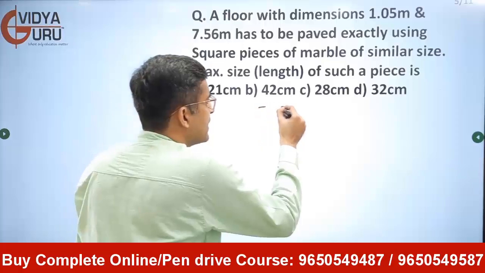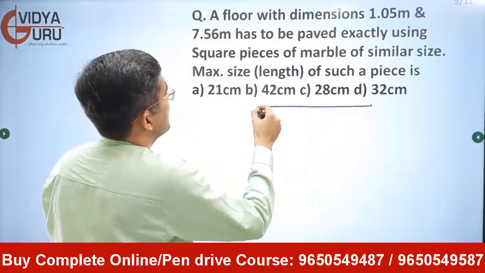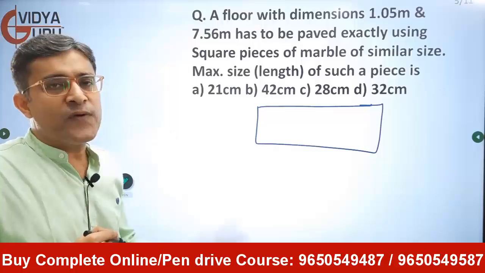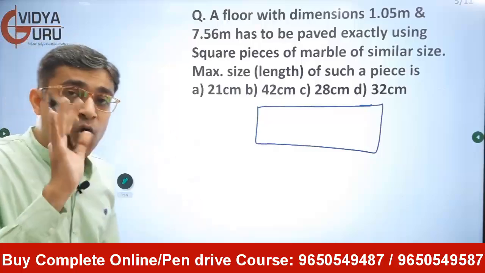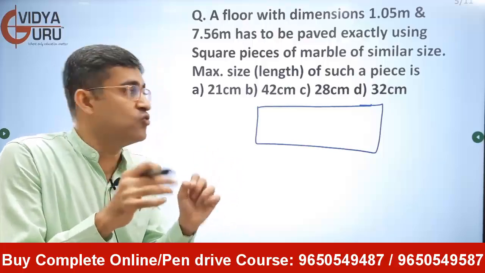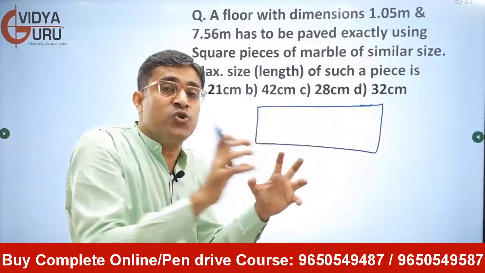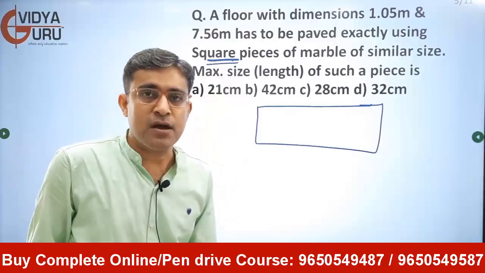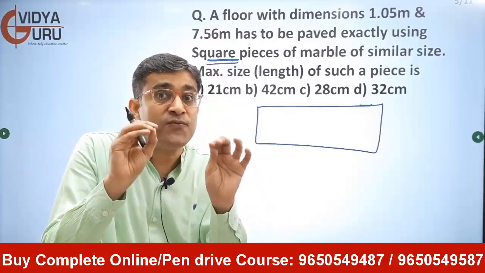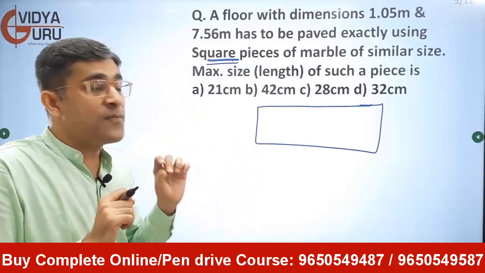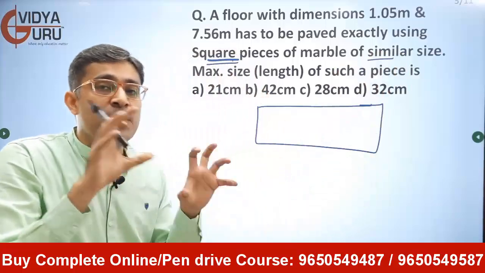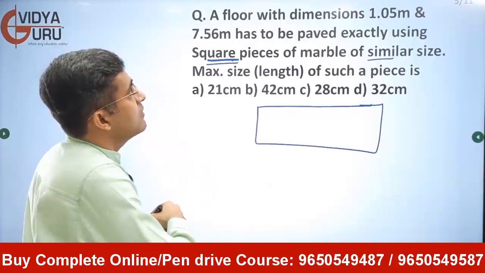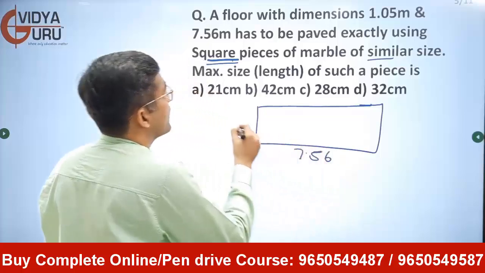We have a rectangular floor which has these dimensions. Sure, the dimensions are 1.05 and 7.56 meters. Now, in this rectangular floor, what are we supposed to do? We have to cover this rectangular floor using marbles. But what is the shape of these marbles? The shape of these marbles is square. That means these square pieces of similar size have to be fitted exactly so that we can cover this particular rectangle.